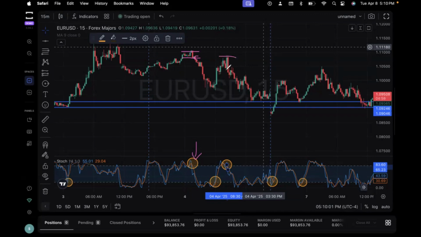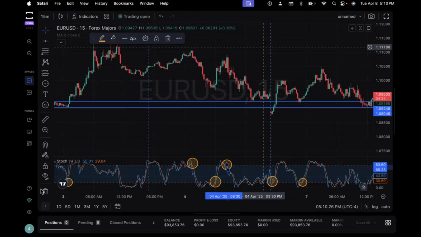Here's another example. We have a short period of consolidation. We have that break of structure, support retested as resistance. We have the cross on the stochastic below 80. Here's another example. We have a period of consolidation. We have a break of structure. We have support retested as resistance. We have the stochastic crossing below 80.